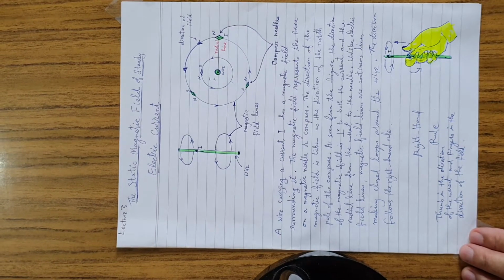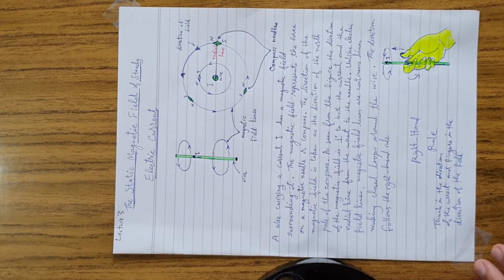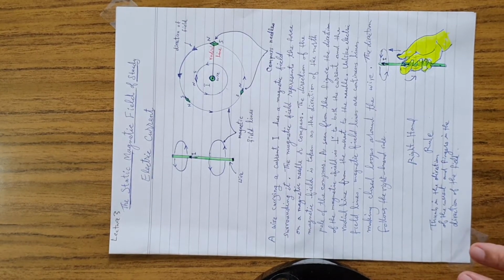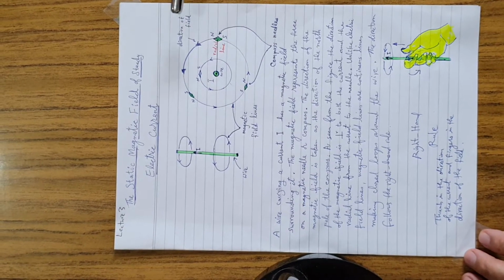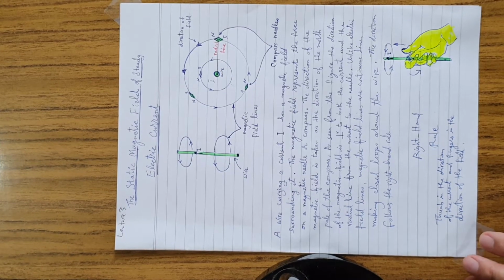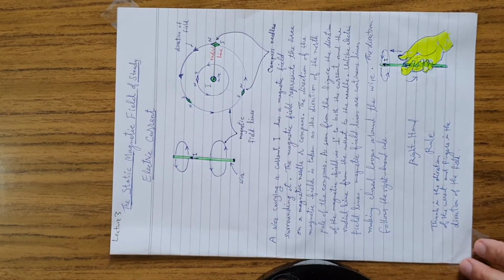A wire carrying a current I has a magnetic field surrounding it. The magnetic field represents the force on a magnetic needle or compass. The direction of the magnetic field is taken as the direction of the north pole of the compass. As seen from the figure, the direction of the magnetic field is perpendicular to both the current, which is along Z, and the radial line, direction of rho. So B, the magnetic field, is in the direction of phi.